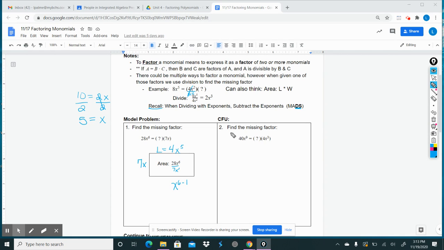Now take a moment, you can pause this video and try the check for understanding on your own, and then you can come back and turn it on to figure out your answer.